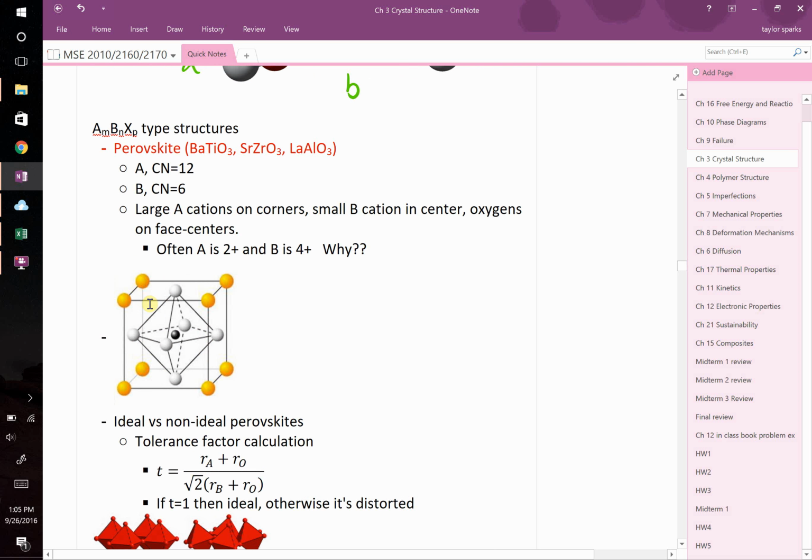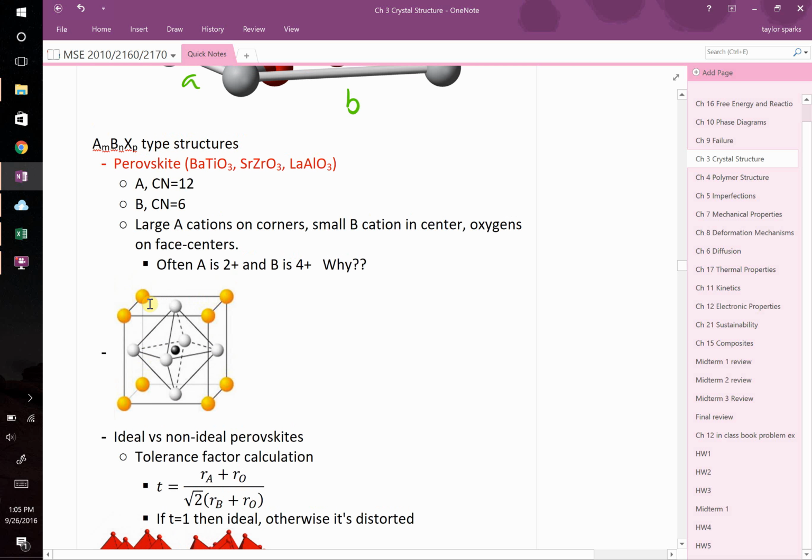And then the next type of structure that's really important to know is the perovskite type structure, or ABX structures, meaning now we have 2 different cations and 1 anion, right? So examples are like barium titanate, strontium zirconate, lanthanum aluminate. There's tons and tons and tons of combinations that we can have, not billions. There's thousands, right? And they're technologically extremely important, these materials, right?